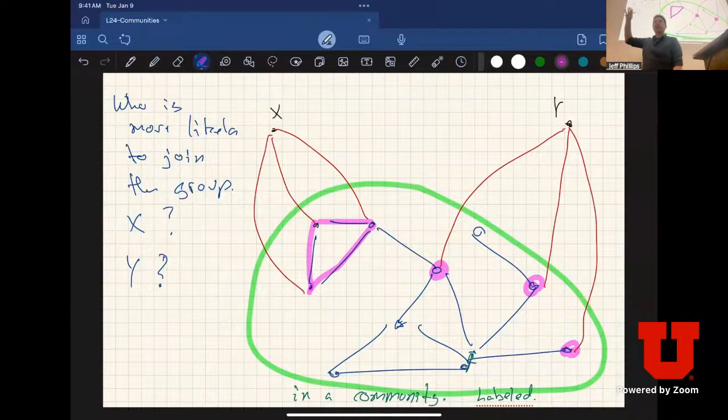Okay, let's vote now. Who thinks X is more likely to join? Who thinks Y is more likely to join?